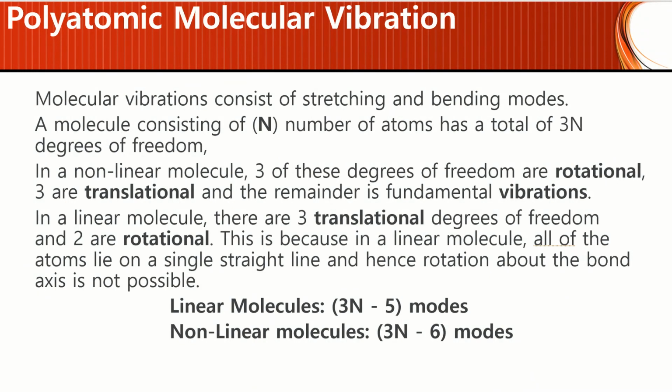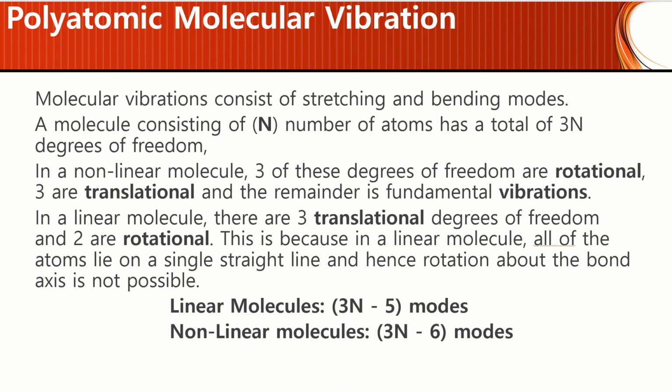So let me just repeat it. For a molecule consisting of n atoms, it has 3n degrees of freedom. And what we're seeing here is that some of the modes are rotational, some are translational, and some are vibrational, right? So when we talk about 3n degrees of freedom, we're talking about rotation, translation, and vibration as degrees of freedom of a molecule.